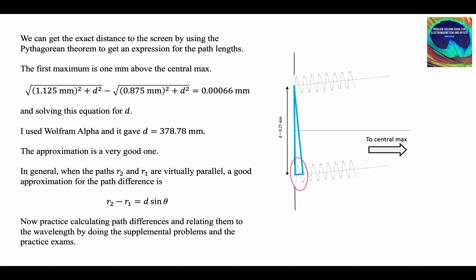So, practice. What you're going to be doing is calculating the path differences with some geometry, and then relating the path difference to the order of the interference, the wavelength. Is it second minimum, second maximum, whatever.